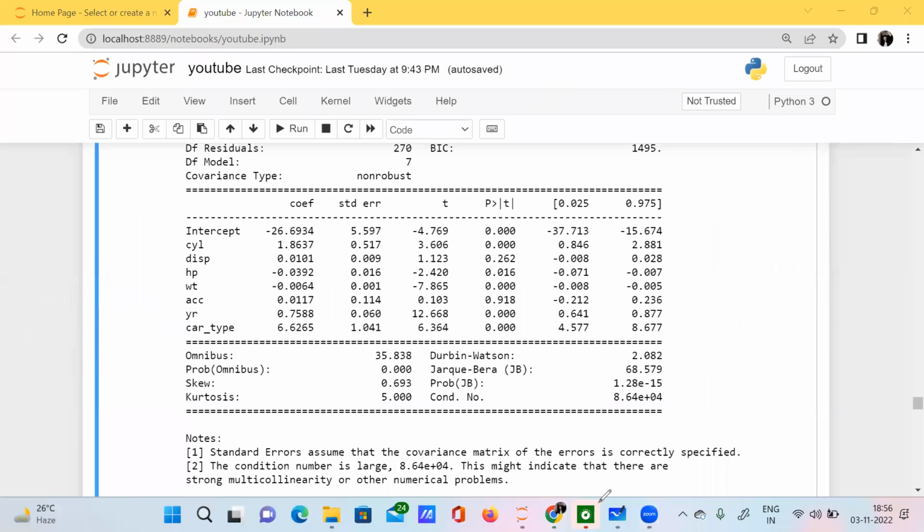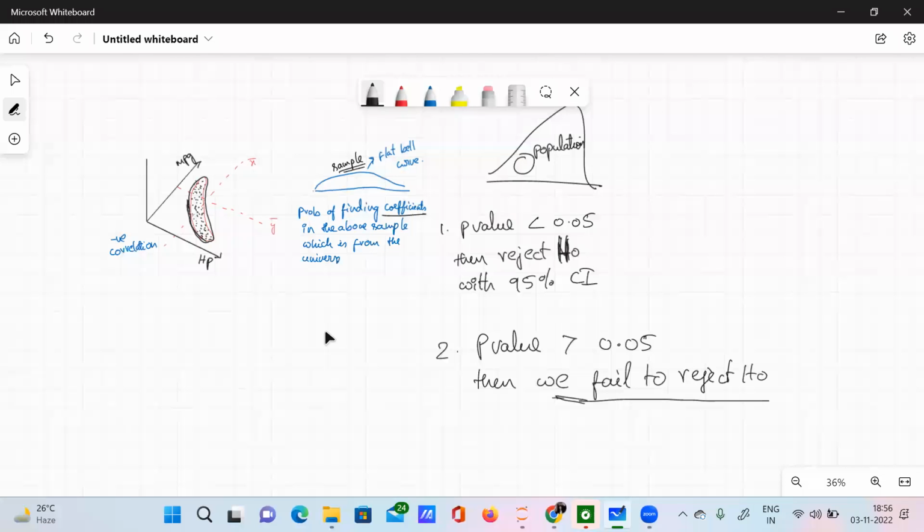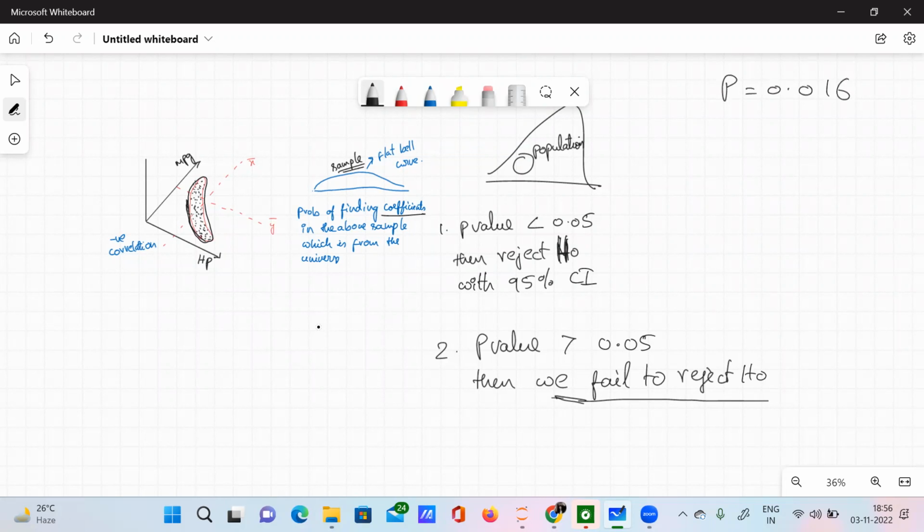Okay, so I've cleared everything. Now I'll explain what I mean by that. Earlier we observed that P is equal to 0.016, which is nothing but P is less than 0.05. Then we are saying that we reject the null hypothesis. Why are we rejecting the null hypothesis?